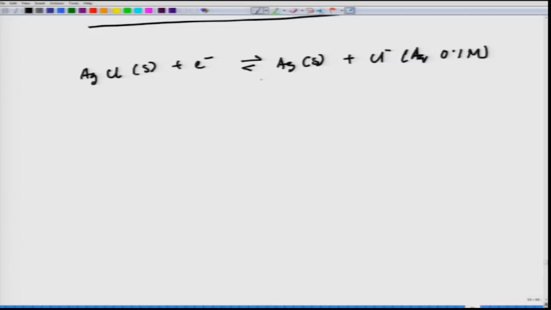If I write the redox reaction on the right hand side, it will be AgCl solid plus electron, making it Ag solid, Cl minus, 0.1 molar, and E0 plus is 0.222 volt. Okay. But what is the reaction in the left cell?